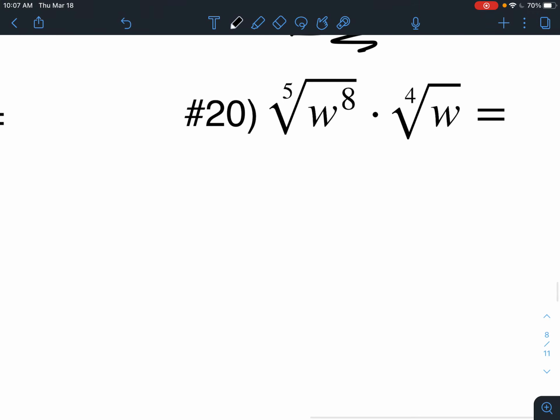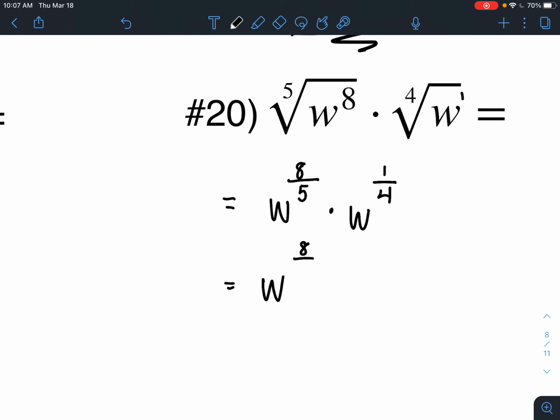Okay, so here we have 2 different radicals again. We're multiplying between them. So the first thing we're going to do is rewrite these as exponents. So I'm going to get w to the 8th, but it's inside a 5th root, so it becomes 8/5. And now here, remember, there's no exponent here, so I'm going to put a 1. So I get 1/4 since it's inside of a 4th root. When I'm multiplying with my bases, I'm going to add my exponents here.